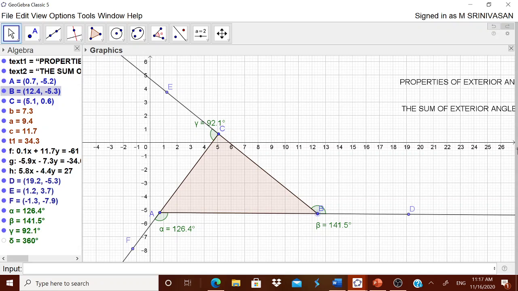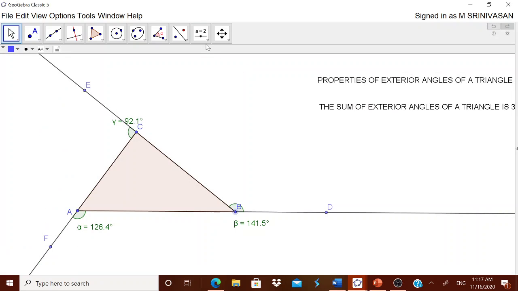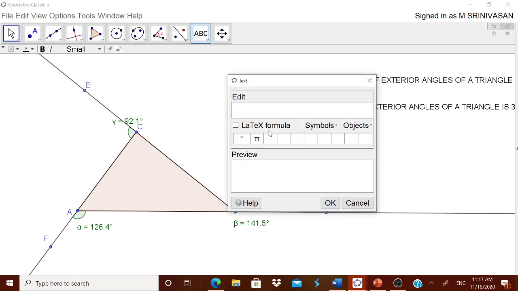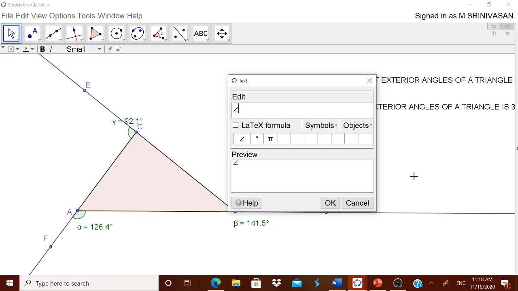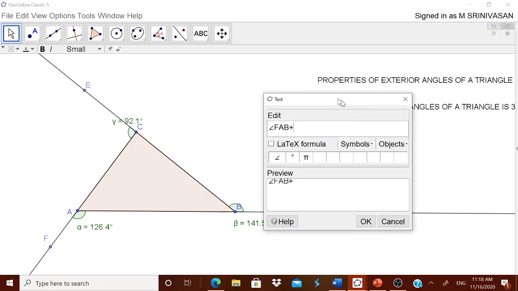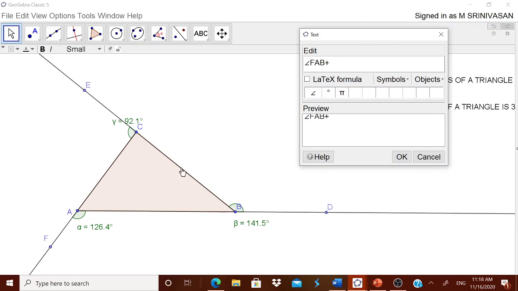Now you can come back and declare what is actually the idea. Go to the Text tool. First the angle outside the angle. Therefore you can go to the angle symbol and make the children note down what the angle is. Angle FAB, that is the external angle, plus the next external angle CBD, plus the next angle ECA.